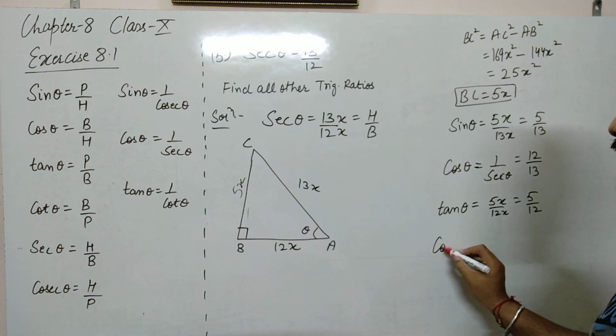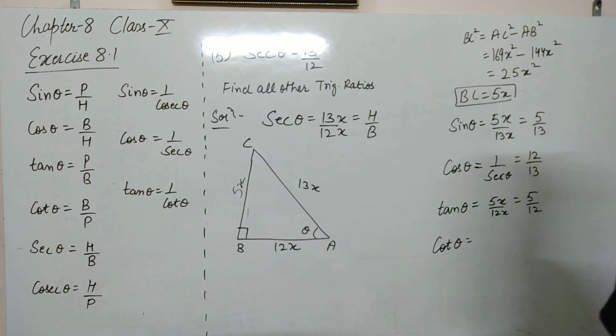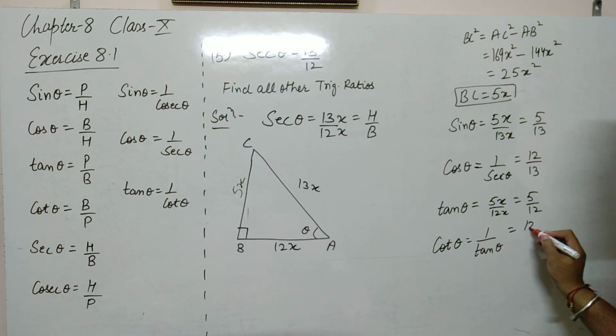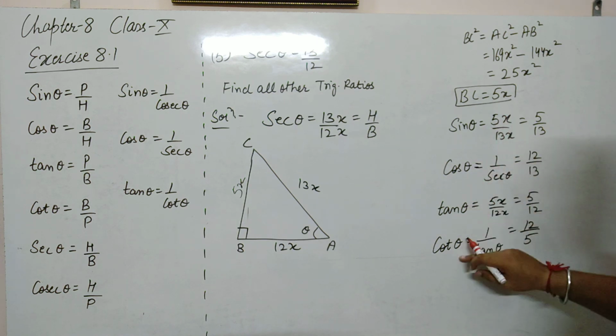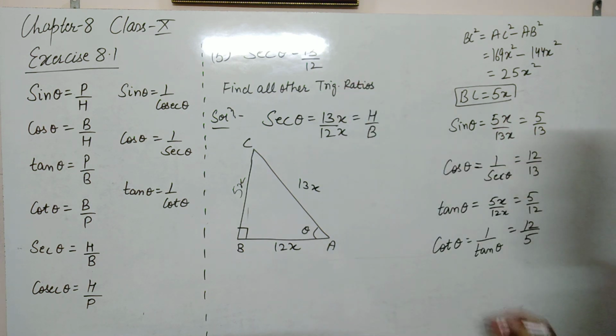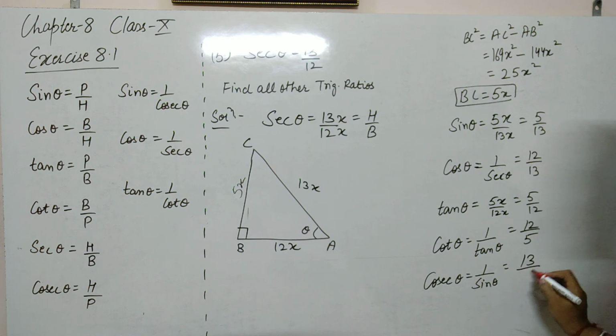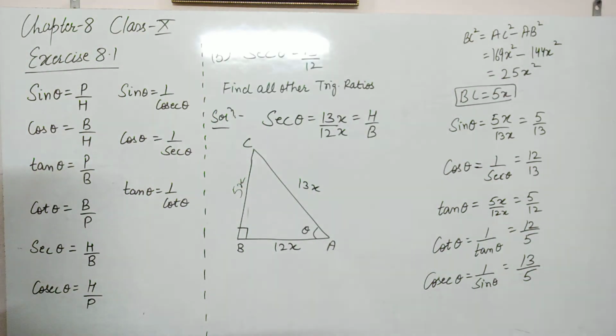What is cot theta? Cot theta is basically the reciprocal of tan theta, 1 by tan theta. So this will be 12 by 5. And last one, cosecant theta is left. Cosecant theta is 1 by sin theta. What is sin theta? 5 by 13. So cosecant theta will be 13 by 5. So this was question number 5.